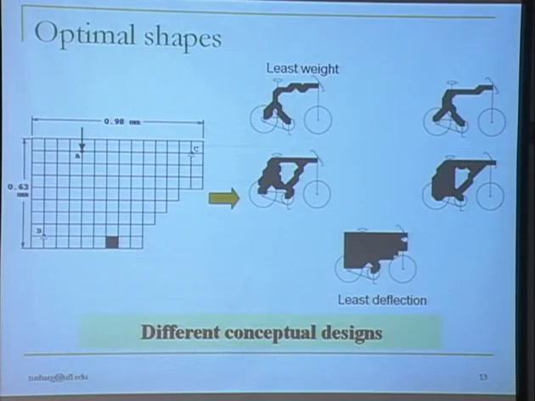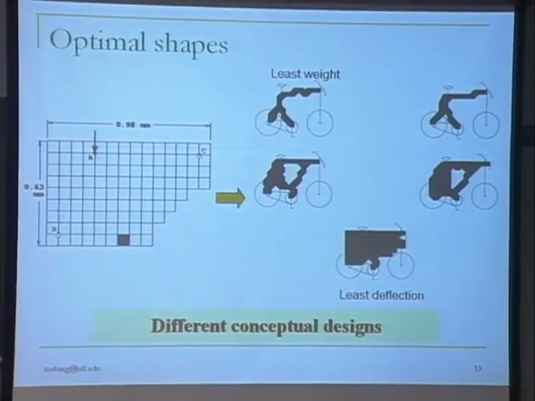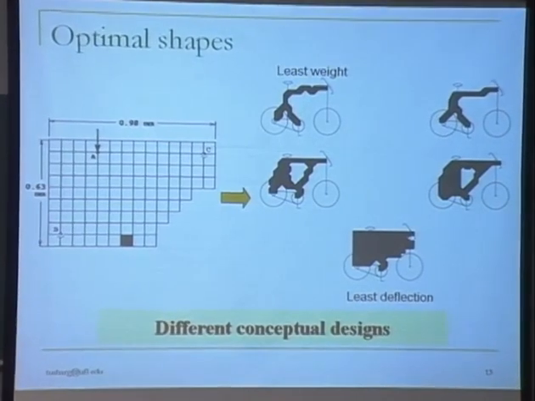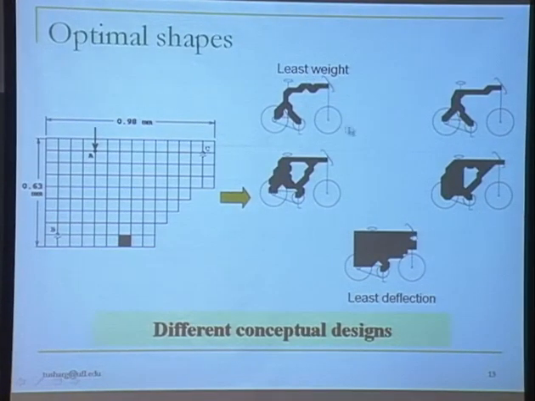If I go to the solutions, how these solutions look like, here I have picked 5 representative solutions. So this one is with respect to the least weight, that is we have maximum deflection for this particular solution, whereas this solution has least deflection, but it has very high weight.